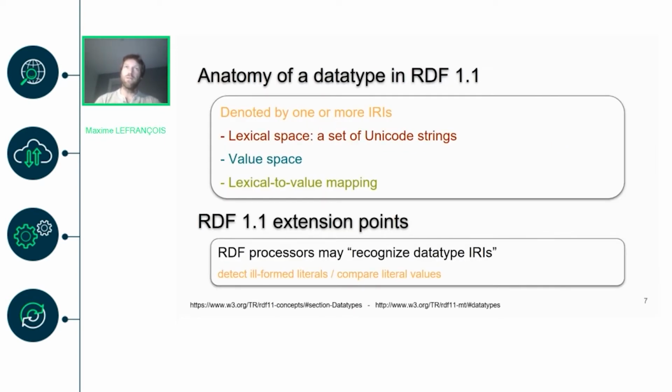In RDF 1.1, data types have the following anatomy. So first, they are denoted by one or more IRIs.